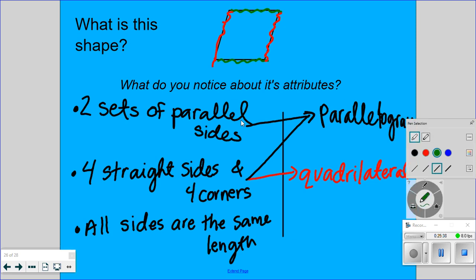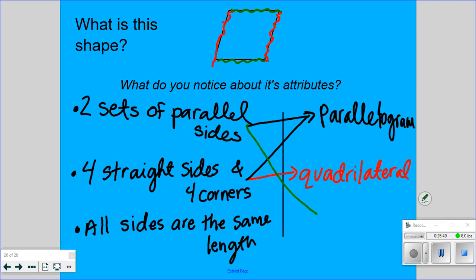All right, let's look at all three of those rules. We've got parallel lines, four sides, four corners, all sides the same length, but no square corners. This shape is called a rhombus. A rhombus. It is not a square. It is not a rectangle because it is missing those square corners. It looks similar to a square, but not a square.